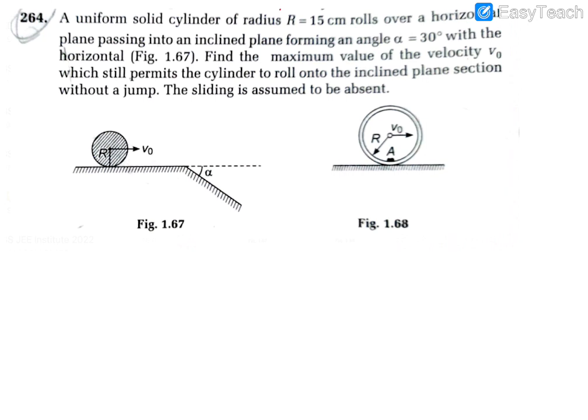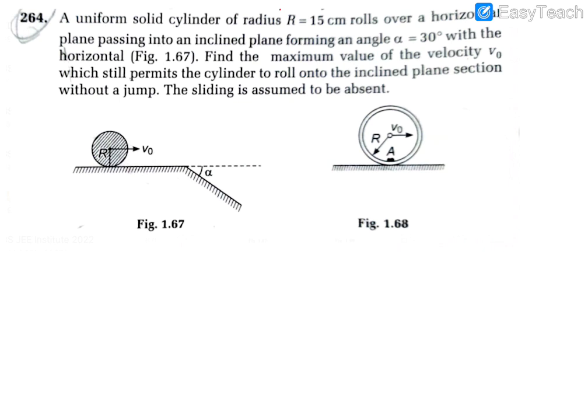There are two figures given in this picture, so this is not valid for this particular question. We only need to focus on figure 1.67. It says we have a solid uniform cylinder, and that's a cross-sectional view of the solid cylinder, and its radius is known to us. It is rolling over a horizontal plane surface, which has an inclination at this edge, and this angle alpha is given to us as 30 degrees.